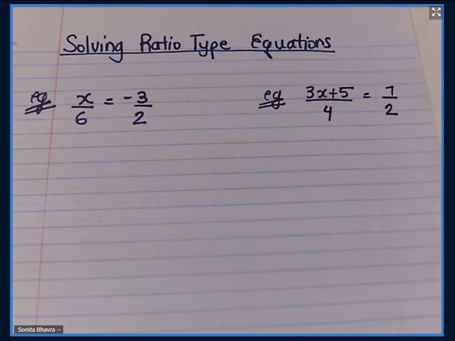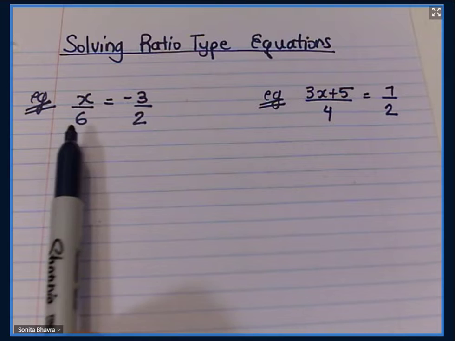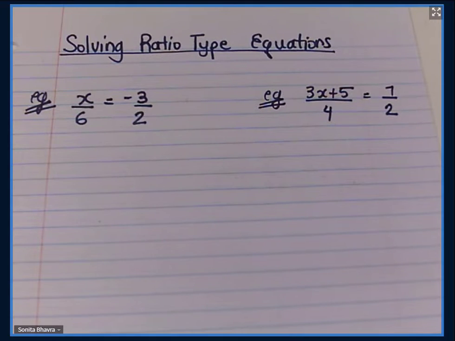All right, so this lesson is on solving ratio type equations. I've got two examples here. What you'll see is there are two fractions on either side of the equal sign. To solve equations like this, we have to use the procedure of cross multiplication.